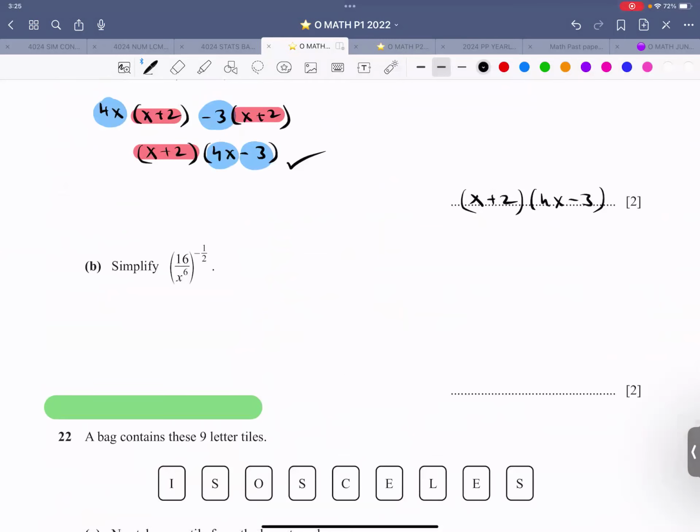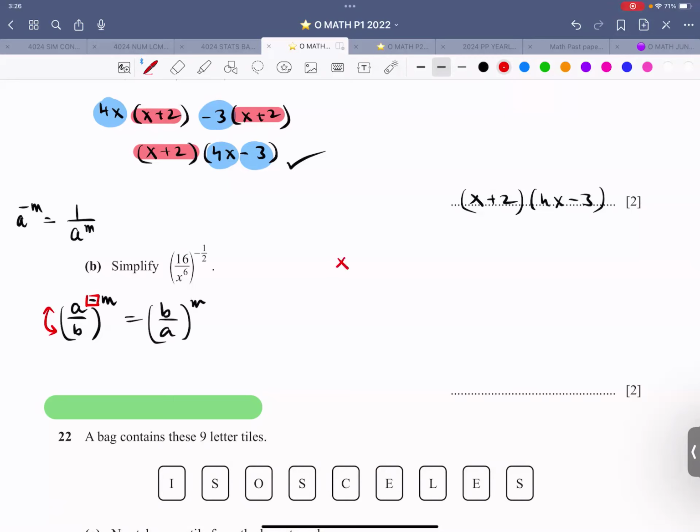Now remember a rule in indices, A over B raised to the power of negative m, that is B over A raised to the power of m. Basically, it is derived from this concept, A raised to the power of negative m is 1 over A raised to the power of m. So what we do is that we change the sign, we flip the fraction.